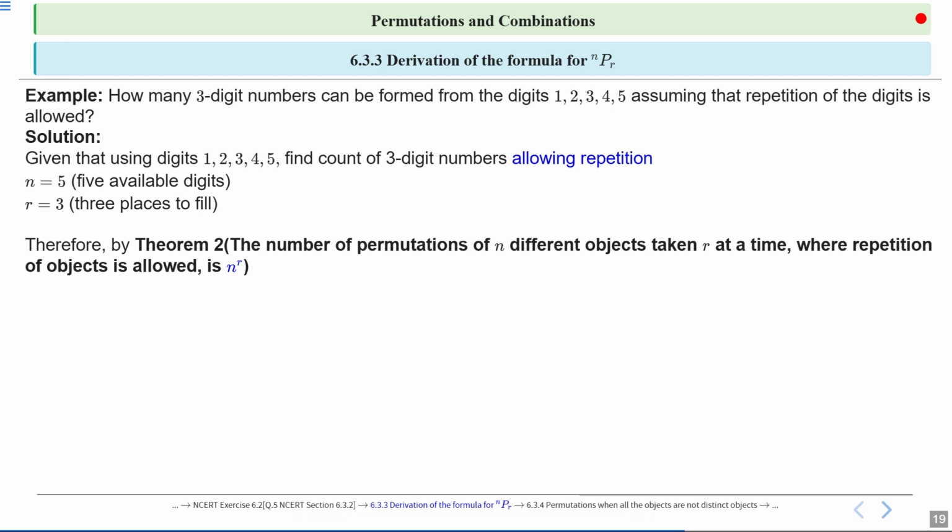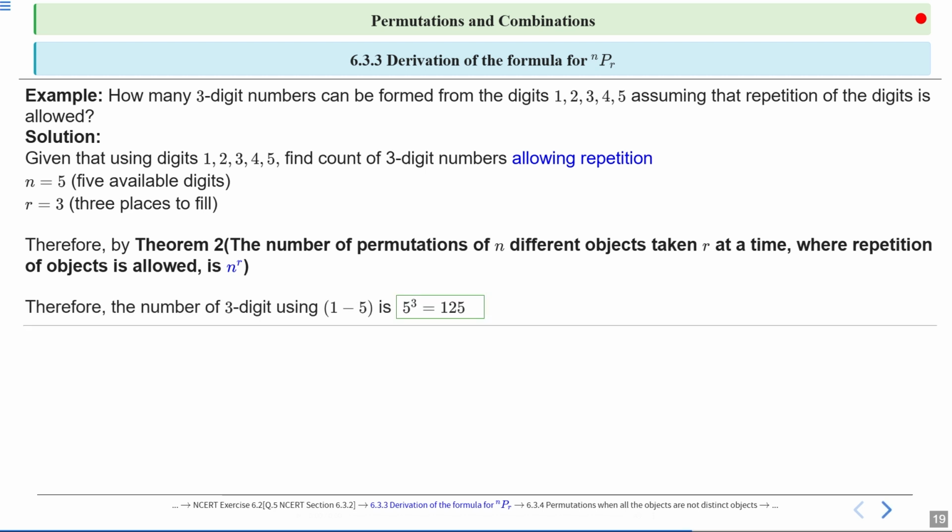So how many numbers can be formed? Finally we find the number of 3 digit numbers that can be formed from the digits 1, 2, 3, 4, 5, assuming that repetition of the digits is allowed, that is 5 to the power 3, which is equal to 125. Therefore, the number of 3 digit numbers using 1, 2, 3, 4, 5 is 125. I hope this example is clear to all of you.